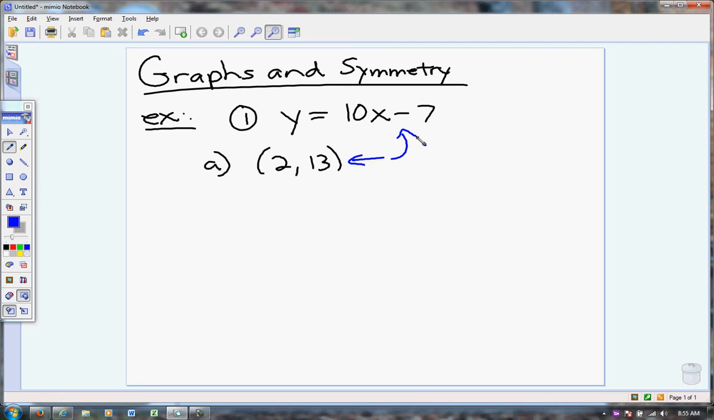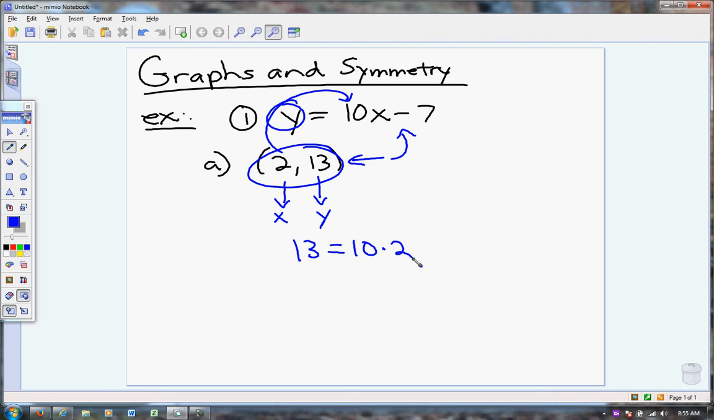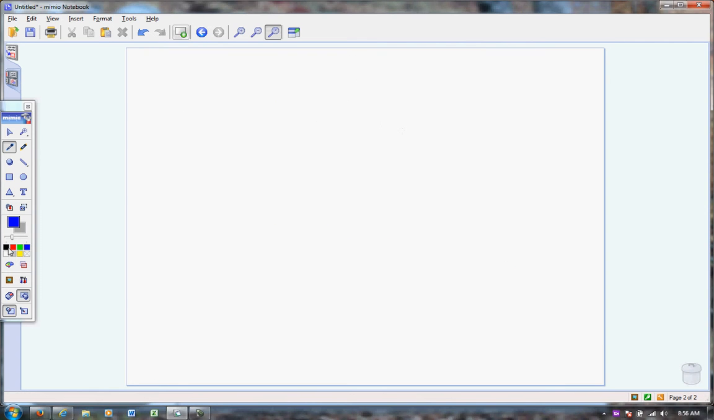If it is a point on that graph, then when I plug this in up here, it should be equal. So let's do that. This is an x-coordinate. This is a y-coordinate. So my y-coordinate is 13. That's going in on the left. That should equal 10 times 2 minus 7. And does it? Yeah, they're the same. So this one does lie on the graph of the equation. That's pretty simple. Do I need to do another one of those? That's very easy.